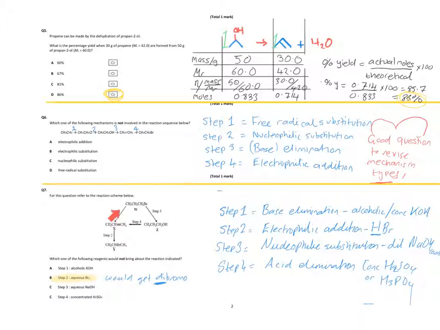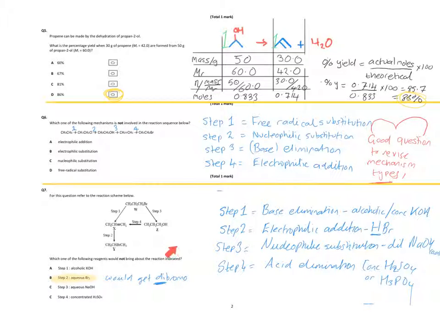Question 7, finally, again, is another nice reaction sequence, a fantastic way of revising your mechanism types. So if we look at step 1, you can see step 1 is an elimination reaction because we've turned a halogenoalkane into an alkene, and therefore we know that that is base elimination. Step 2, turning an alkene into a halogenoalkane, you've added across the double bond. This is an electron-rich region, so it's electrophilic addition.